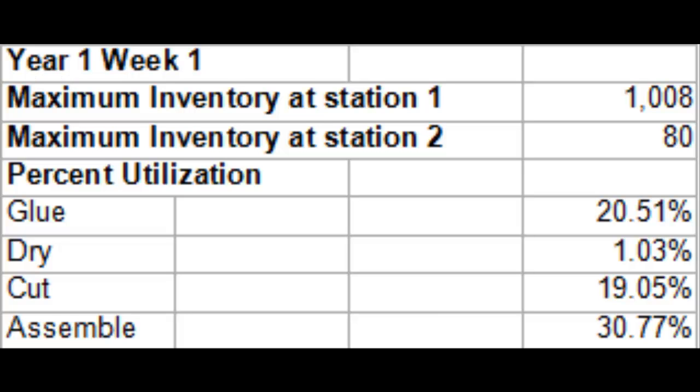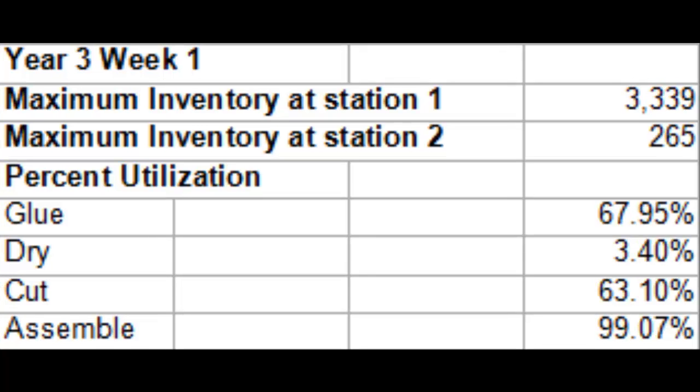From the simulation, I was able to determine that for year 1, week 1, the maximum inventory at inventory station 1 was 1,008, and at station 2 it was 80. The percent utilization, or the percentage that each station was used, was 20.51% for gluing, 1% for drying, 19% for cutting, and 30% for assembling.